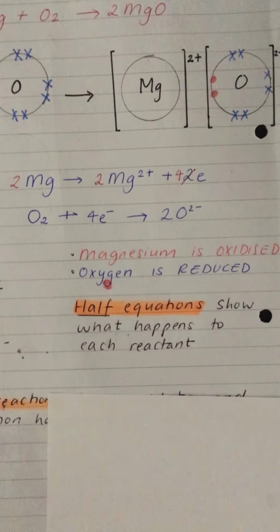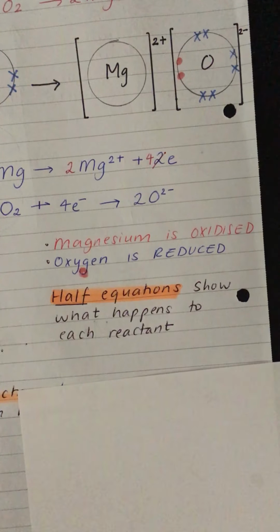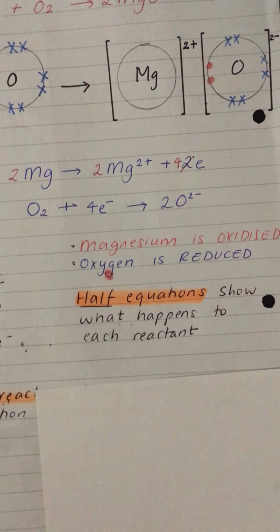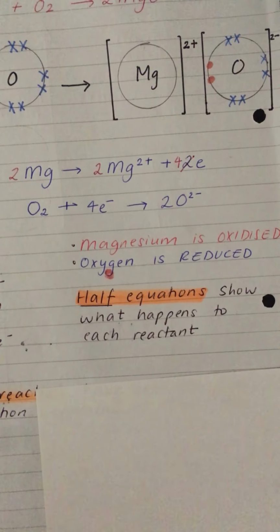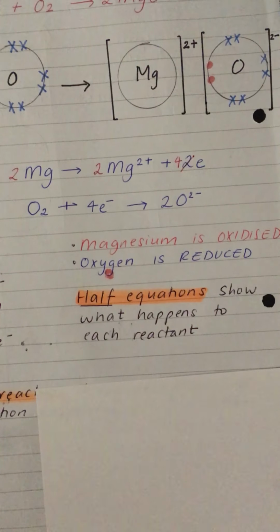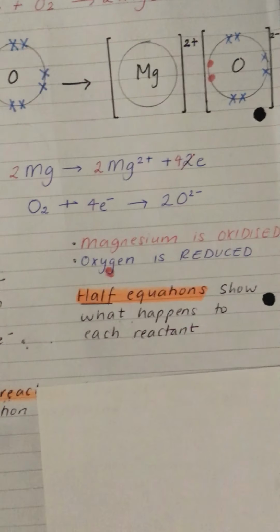Now if we want a simple definition of a half equation, which is what we've got up here, half equations essentially show what happens to each reactant. They tell us if the reactant's been oxidized or if it's been reduced.